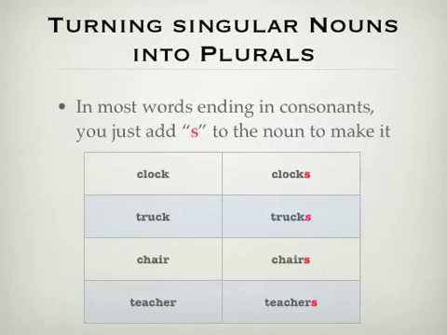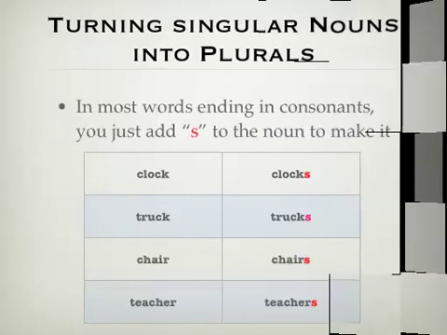So how do we take a singular noun and make it plural? Well, in most words ending in consonants, all you have to do is add S to the noun to make it plural. So clock becomes clocks. Just put the S at the end. Truck, trucks. Chair, chairs. Teacher, teachers. Those are just examples. Each of the singular words ends in a consonant. So it's as simple as putting an S at the end of the word.